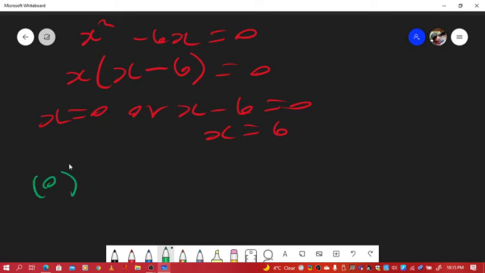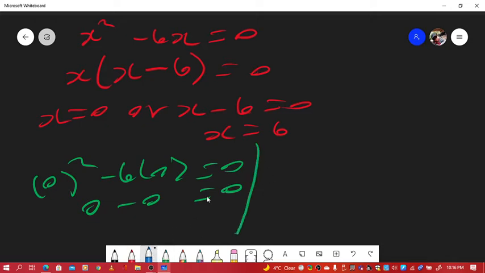Now you can verify the solution by substituting back into the original equation, where you take x equals 0: 0 squared minus 6 times 0 equals 0. Then 0 squared is 0, 6 times 0 is 0, so it's 0. Or alternatively, you check the other solution. In fact, you have to check both of them to see whether you are correct or not.